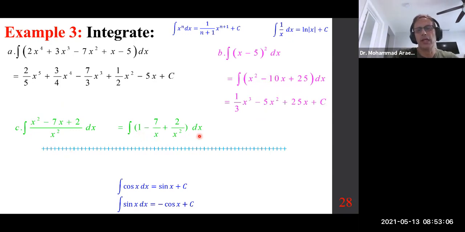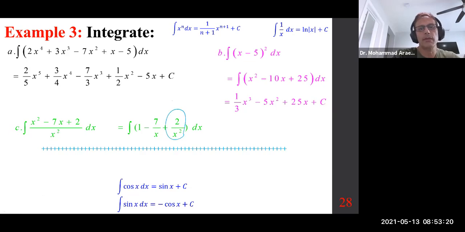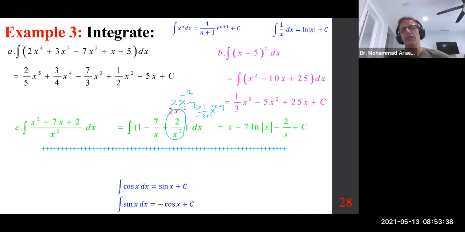1 gives you x. Pay attention to this because it's dx, it gives you x, minus 7 times 1 over x, that is 7 times ln x. And then 2 over x squared, you can rewrite it as 2x to the power of -2. So you can use the power rule on that. And only this part gives you 1 over -2 plus 1, x to the power of -2 plus 1, and that results in -2 over x.